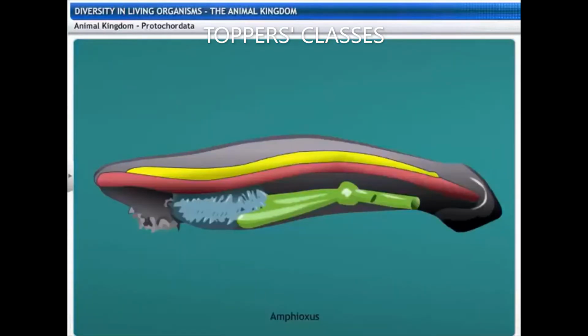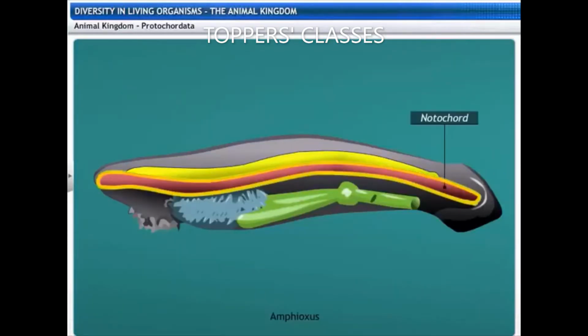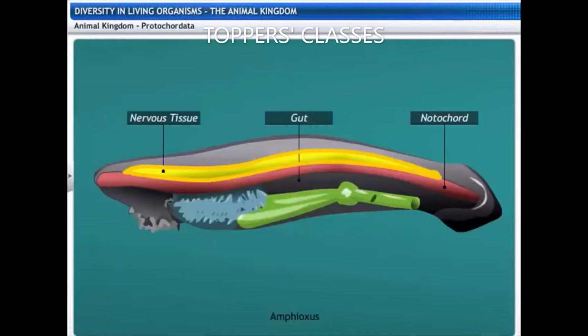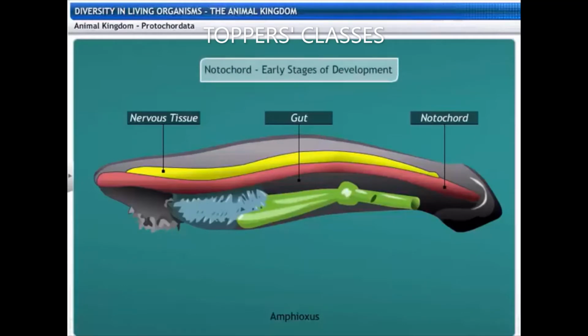Protochordates show a new feature of body design, namely notochord, at least at some stages during their lives. The notochord is a long, rod-like support that runs all along the back of the animal, separating the nervous tissue from the gut. However, notochord remains associated with their life cycle only during their early stage of development. Notochord provides a place for muscles to be attached for ease of movement.